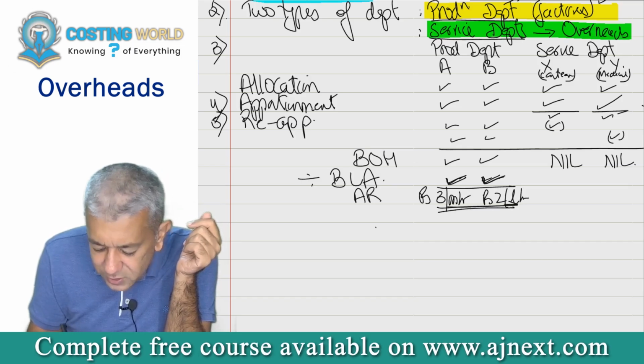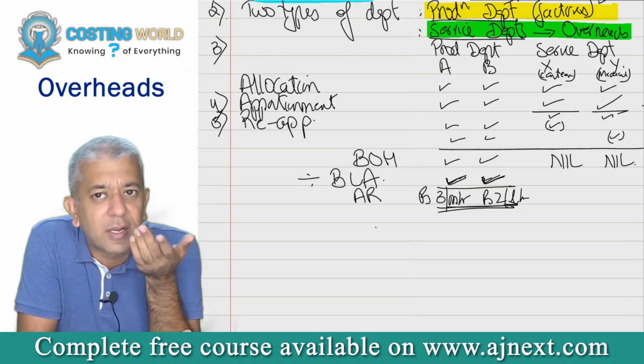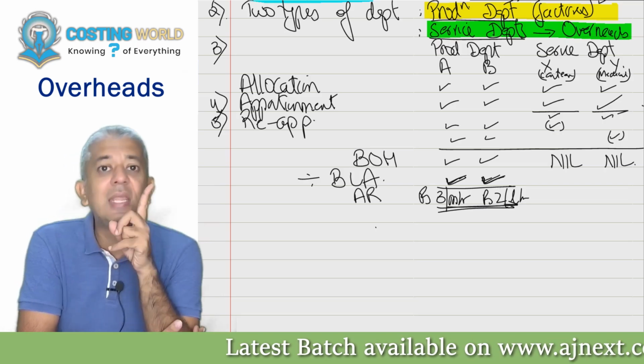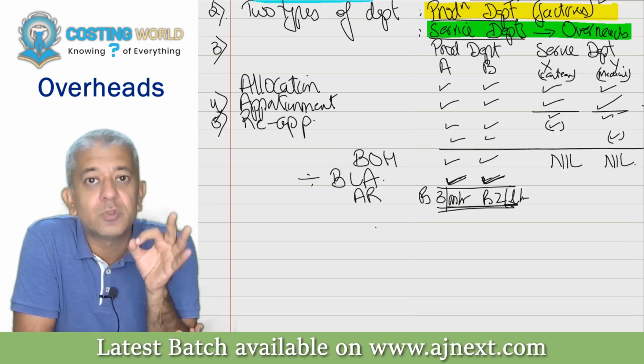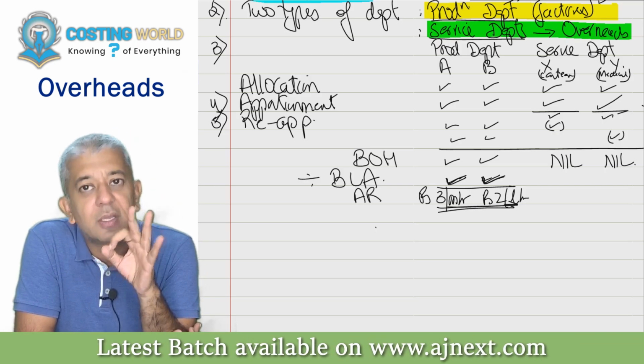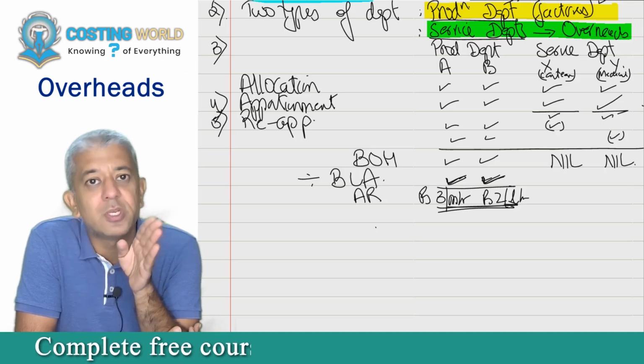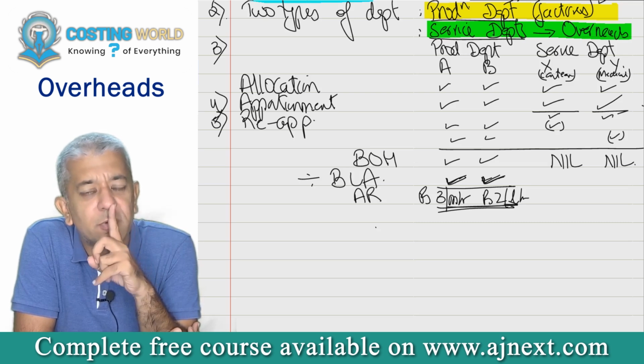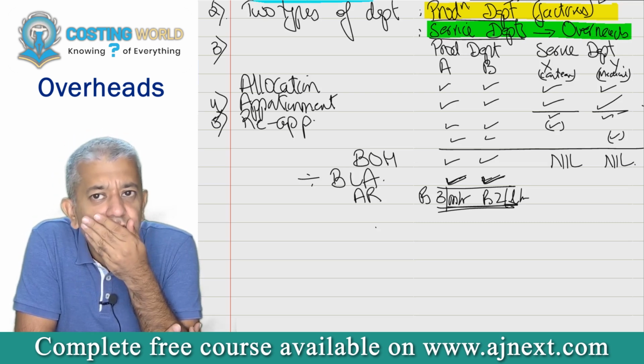What do these rates mean? Exactly the same thing that you all have done till now. Whenever any product gets made in department A and takes 1 machine hour to get produced, charge overheads at the rate of 3. Whenever any product gets produced in department B and takes 1 labor hour to get manufactured, charge overheads at the rate of 2. Is that all okay? Yes.